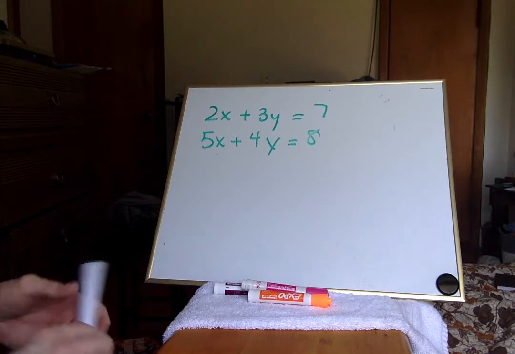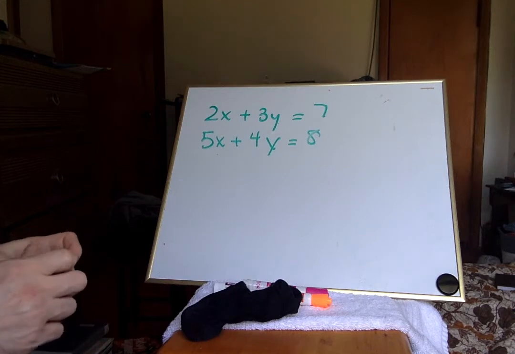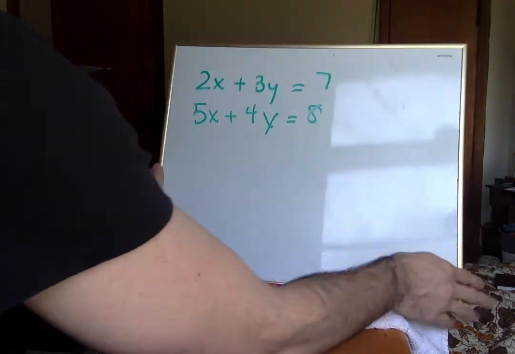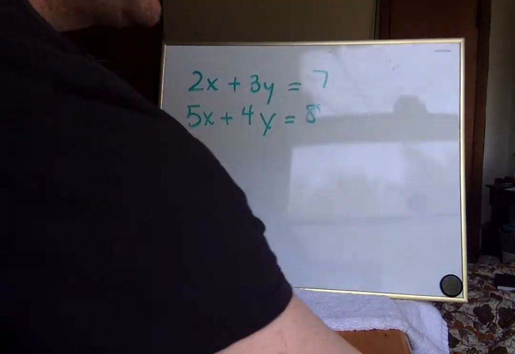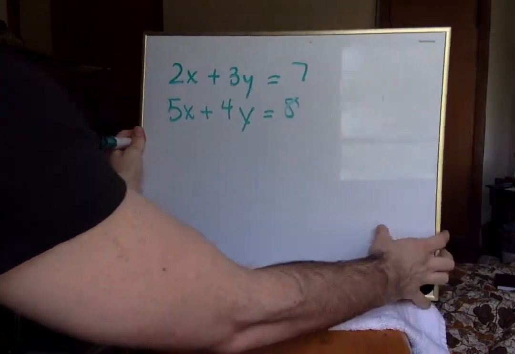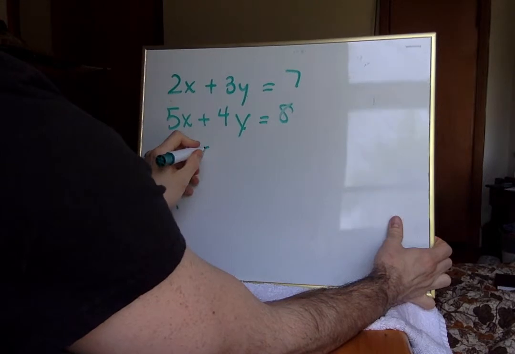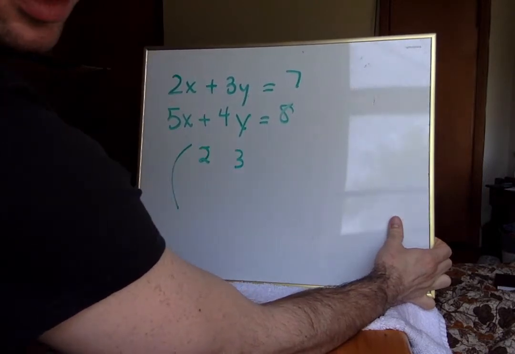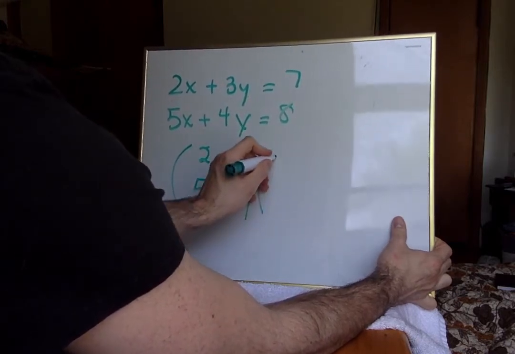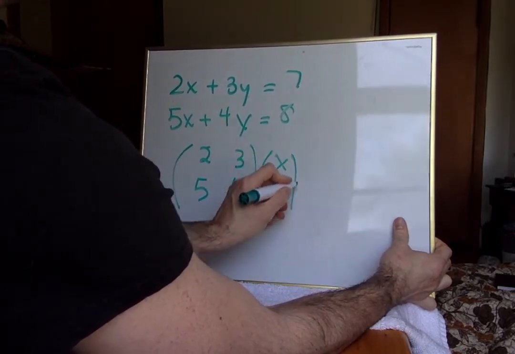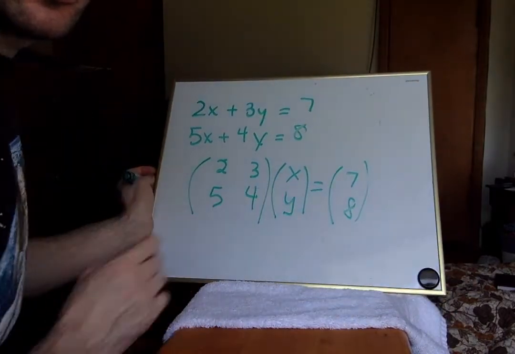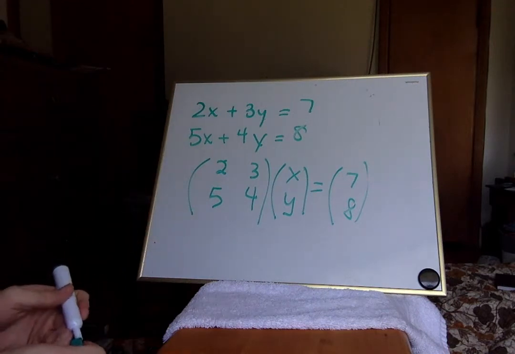I'm going to give you another way to think of it, right? So that we can start using those matrices. Well, what is this? This is essentially a matrix equation. How? Well, I can think of it as the matrix 2, 3, 5, 4, times x, y, equals 7, 8. Right?